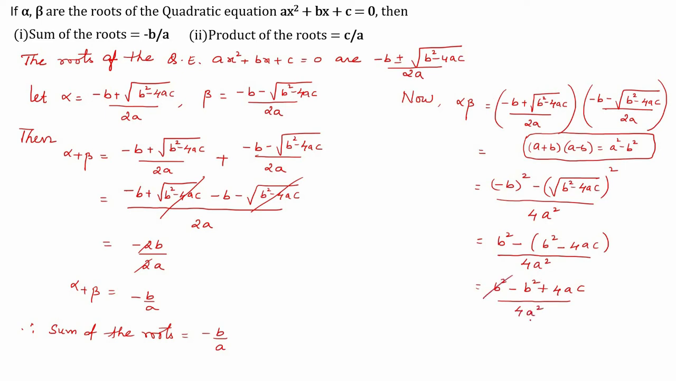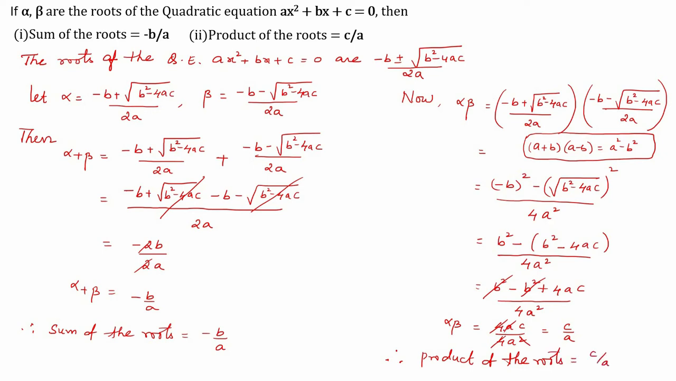So plus b square minus b square we can eliminate. We have 4ac by 4a square. So we can cancel 4 and 4, and 1a from the numerator, 1a from the denominator. So we have c by a remaining. So we have got alpha into beta value as c by a. That means we have got the product of the roots condition. So product of the roots is equal to c by a.